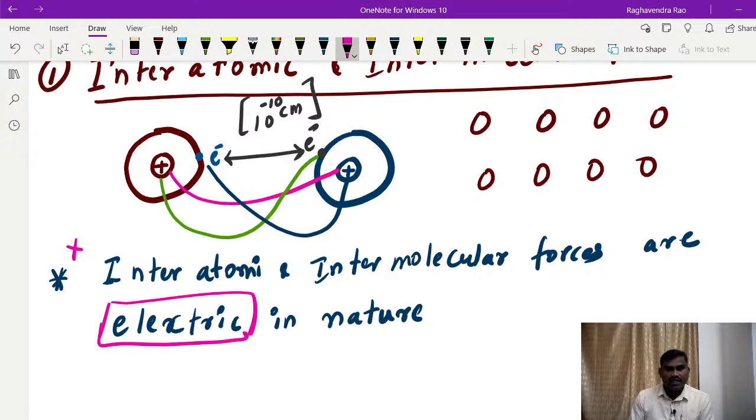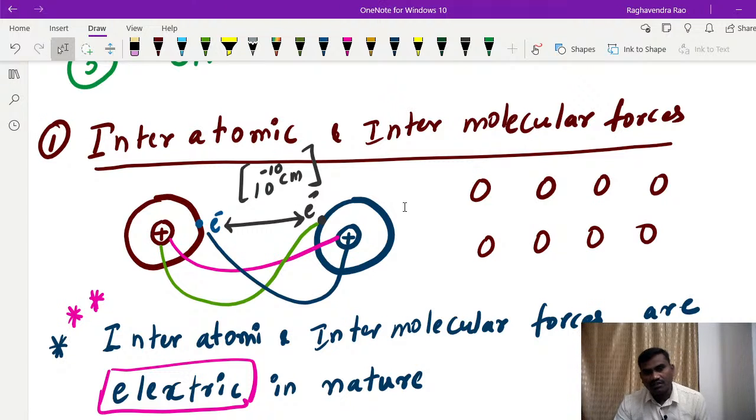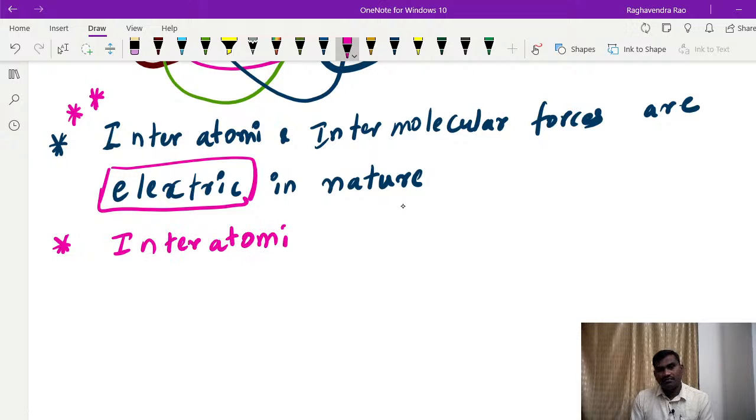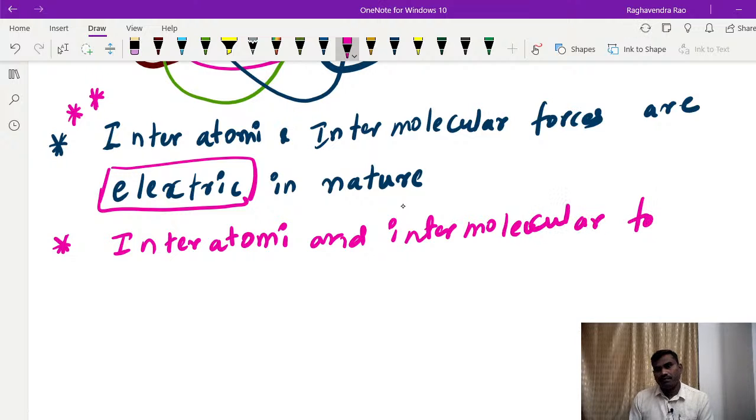This is the point we need to understand from this explanation, for the objective examination. Interatomic and intermolecular forces are electric in nature. You know, electrostatic forces or electric forces are conservative forces. So we can say interatomic and intermolecular forces are conservative forces.